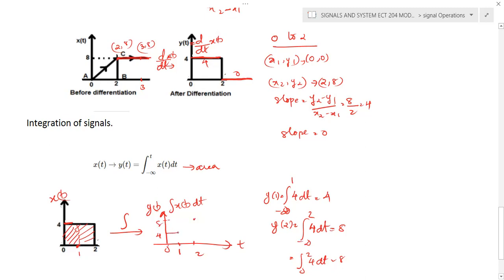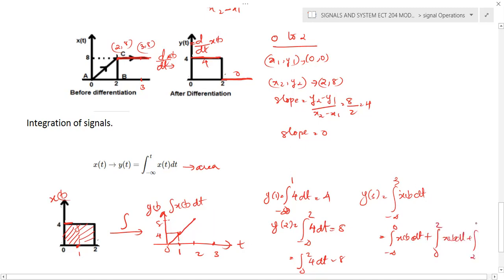So you can see that at 1, signal amplitude is 4, at 2, signal amplitude is 8, so it's linearly increased. Now after that, if you want to find out at 3, you can see y of 3, what will be the value. So you need to integrate from minus infinity to 3 the signal x of t dt. You can split that integration: from minus infinity to 0, 0 to 2, and from 2 to 3.